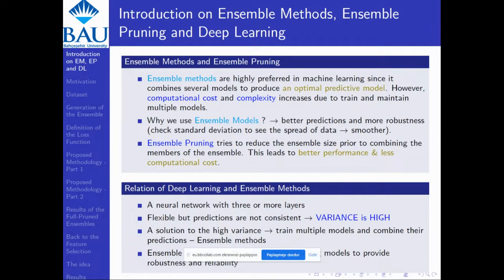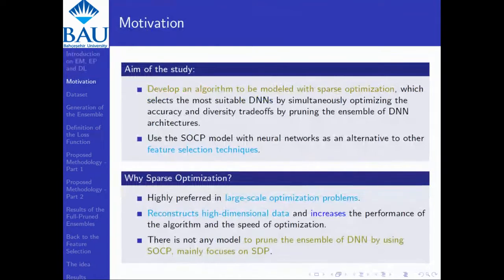So deep learning, we can define it as a neural network with 3 or more layers. They are very flexible, but predictions are not consistent, because if you change the initial settings, the variance will be very high. So a solution to this high variance would be to train multiple models and combine their predictions, which is very similar to ensemble methods. So we can use the ensemble concept in deep learning models to provide more robustness and reliability.